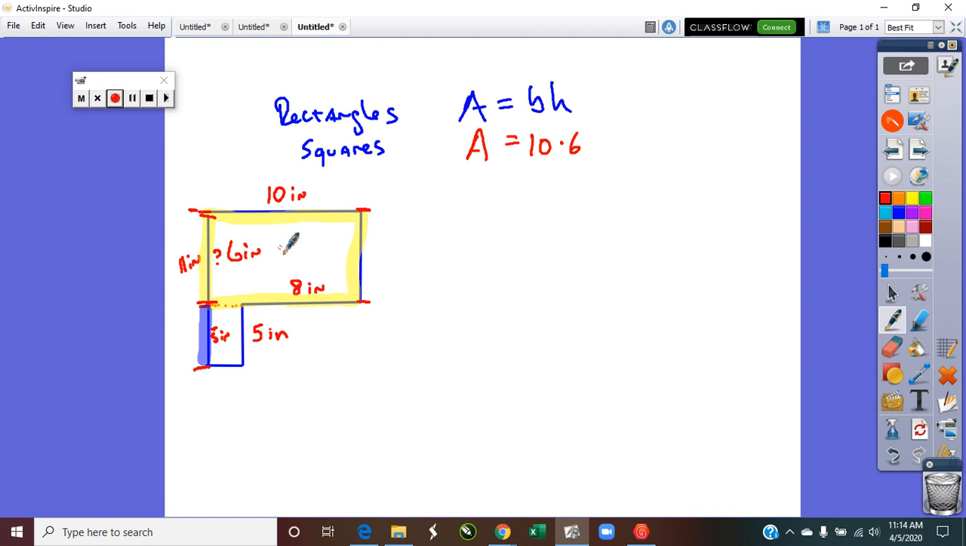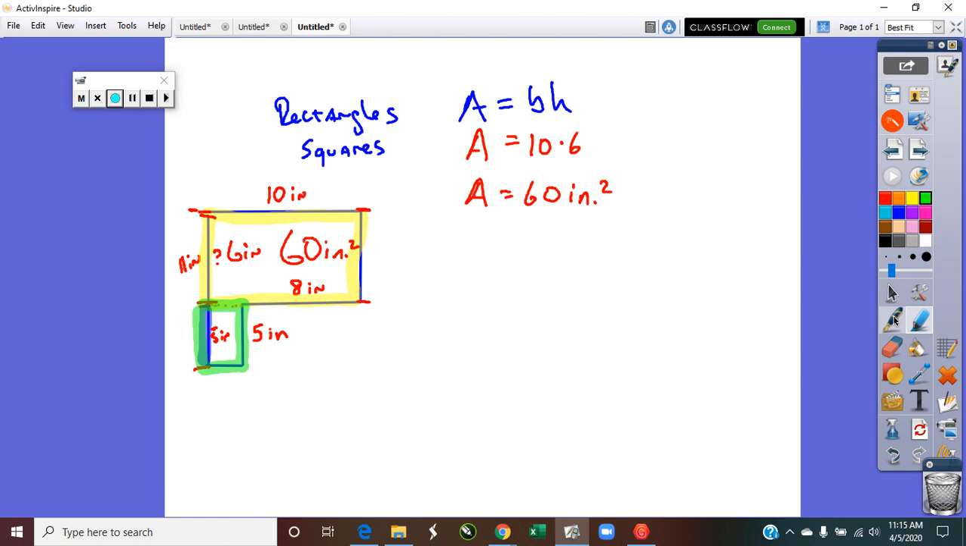So my area of this first rectangle would be 60 inches squared. Okay, so I've got that first part done, 60 inches squared. But now I've got to come back and find the area of this rectangle, which is on the bottom. I'm going to do this one a little differently. I need to find the area of this rectangle.